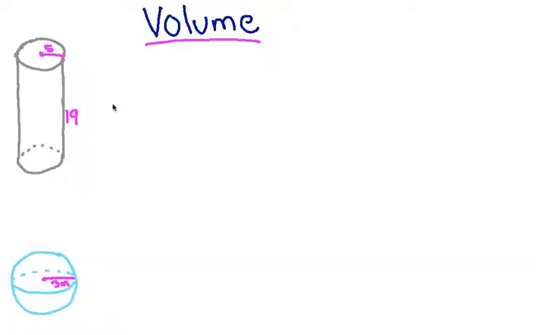volume of these shapes shown here. This first shape is called a cylinder.